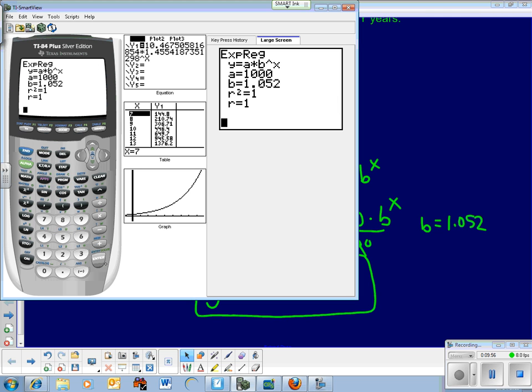So exponential regression gives me A is 1,000, B equals 1.052. And that R squared equals 1 and R equals 1, that just tells us that it's a perfect fit. It's not an approximation of the best fit graph. It is the perfect graph.